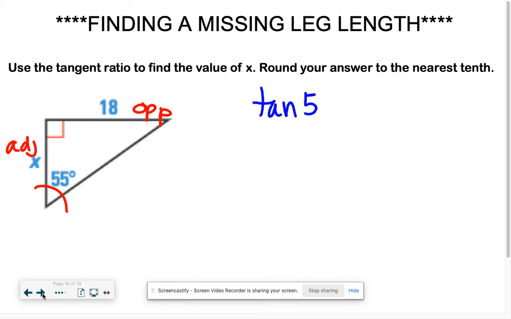So now we can write our equation. Tangent of 55 equals 18 over X. Before that, what did you put for this side? 18 over X. Yeah, but now we can figure out what that tangent of 55 is. 1.4281, right? Yeah.